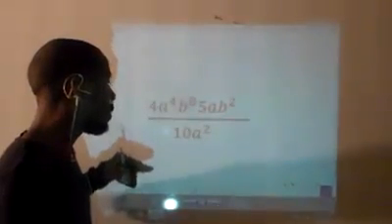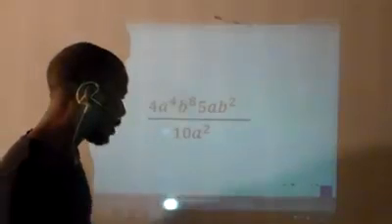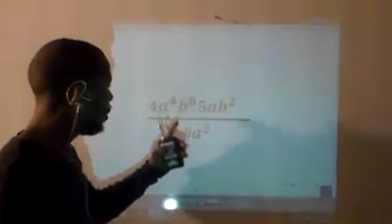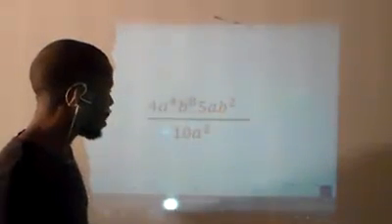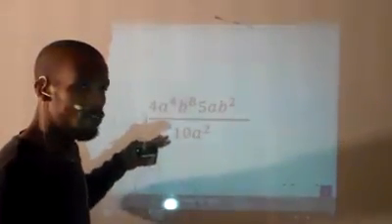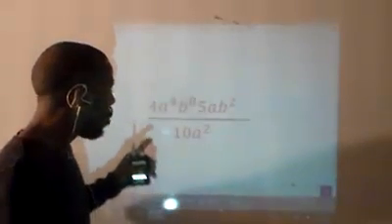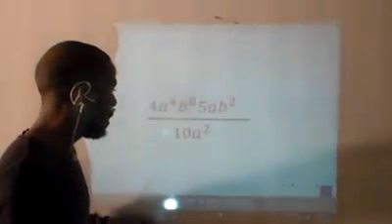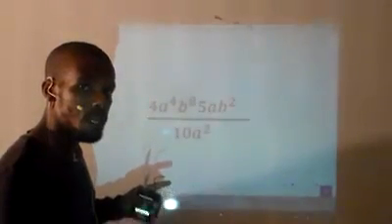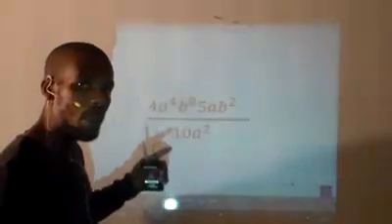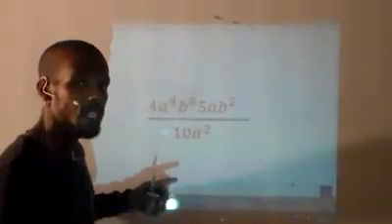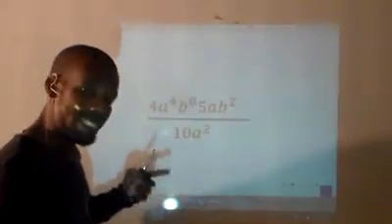So at the top there are things that are common. There's a, there's b, there's a number, and there's a number. All of this is affected by a multiplication sign. So a number multiplies a number, a variable multiplies a variable. But I want us to take note here. When it comes to variables, if the bases are the same and multiply each other, the rule says that their powers add.